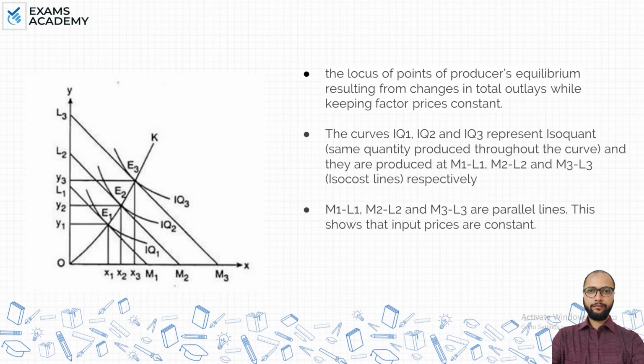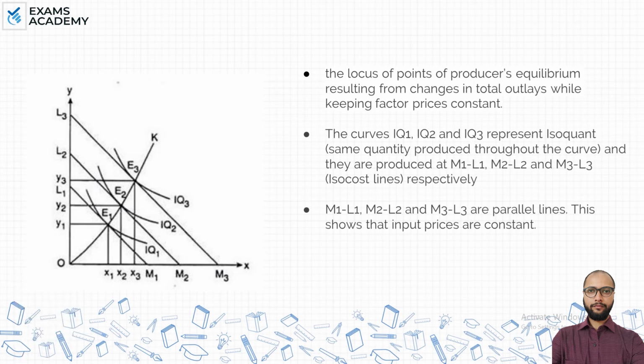Now, after understanding this diagram, just have a look at the definition of expansion path. So it basically says it is the locus of points of producer's equilibrium resulting from changes in total outlays while keeping the factor prices constant. Alright, so that is the definition of the expansion path of a firm.